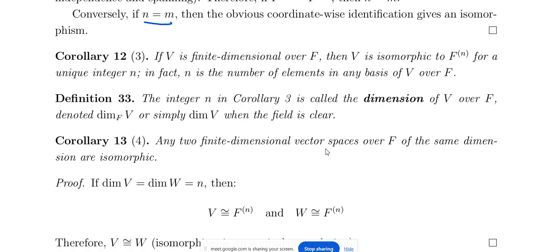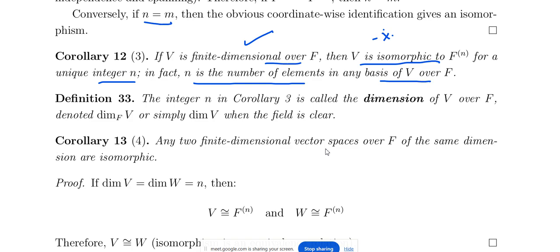Another idea: V is finite dimensional over F. Then V is isomorphic to F^n for a unique integer n. That is a very important one. In fact, n is the number of elements in any basis of V over F.